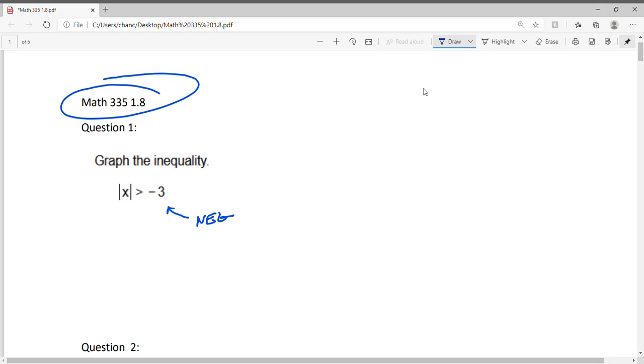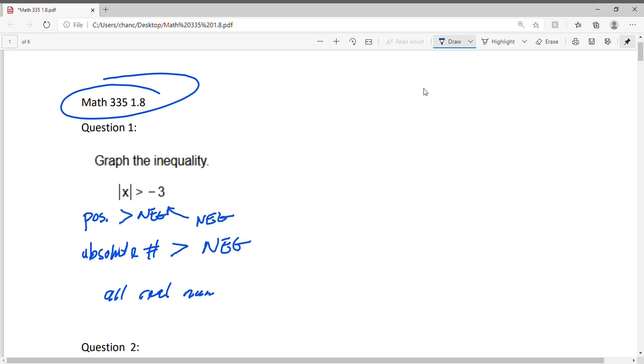When is the absolute value of a number going to be greater than a negative? Now the absolute value is always going to be either a positive or at the very least 0. So when is a positive number or at the very least 0 greater than a negative? Well, that's all the time. So this is all real numbers.